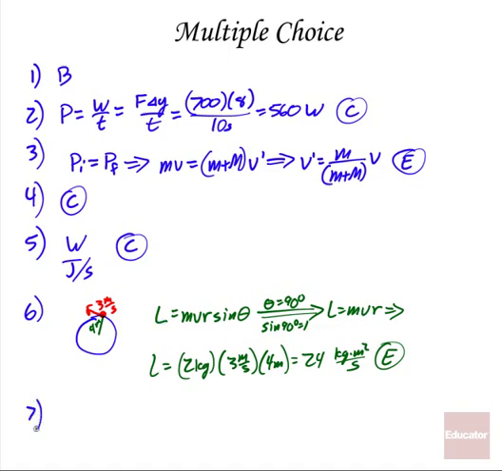On to number 7. Three forces are acting on an object. If the object's in translational equilibrium, what do we know? Well, translational equilibrium, all of the forces must sum to 0. The net force must be 0. Also, the acceleration then is going to be 0.